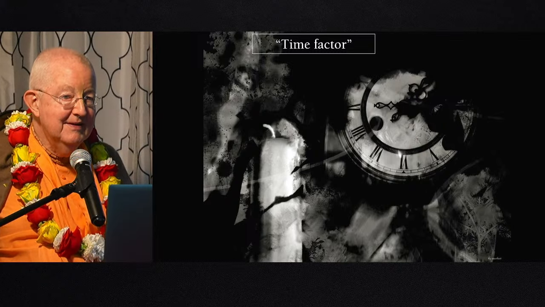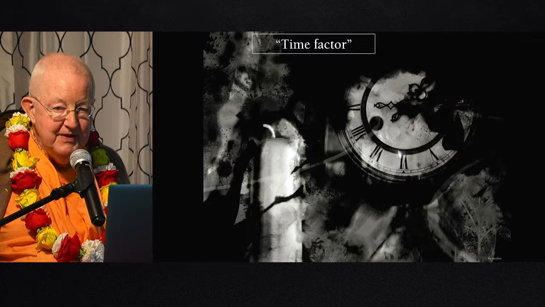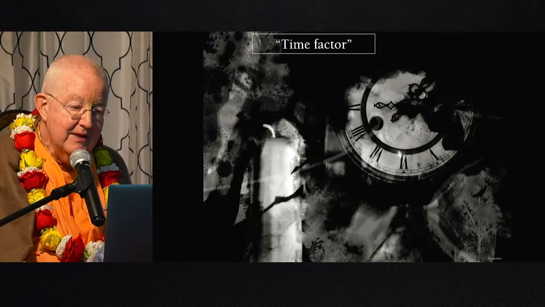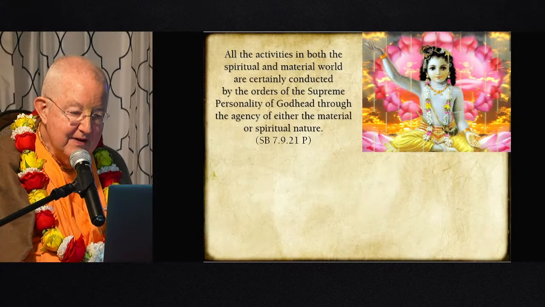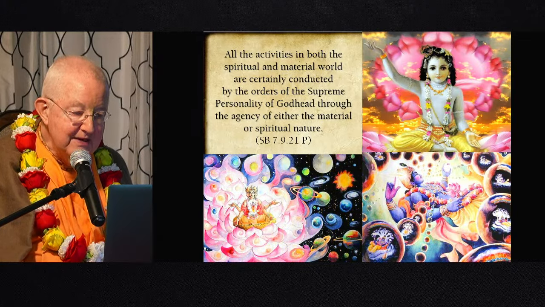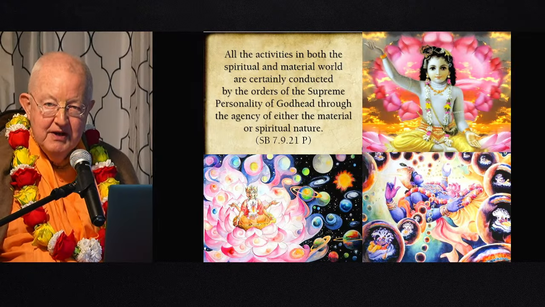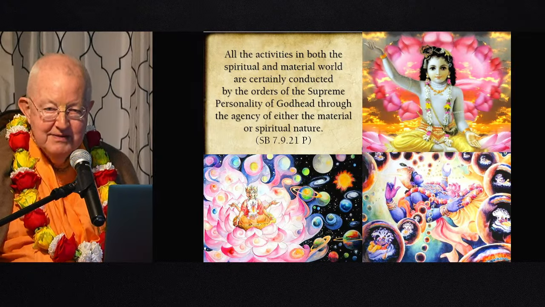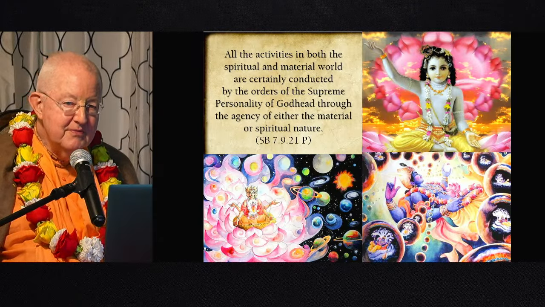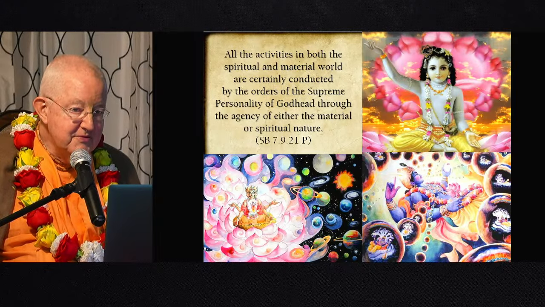Because you have to have time to have creation. You have to have time to have things come into being. Even at the cosmic level, you need time. So time energy is there. Kala Shakti, Prabhupada calls it the time factor. All activities in both the spiritual and material world are certainly conducted by the orders of the personality of Godhead through the agency of either material or spiritual nature. So in the spiritual nature, there's eternal time. Things don't come into being and go out of being. They're eternal. And then there's the material realm, where things come into being and go out of being through the influence of material time, past, present, future kind of time.